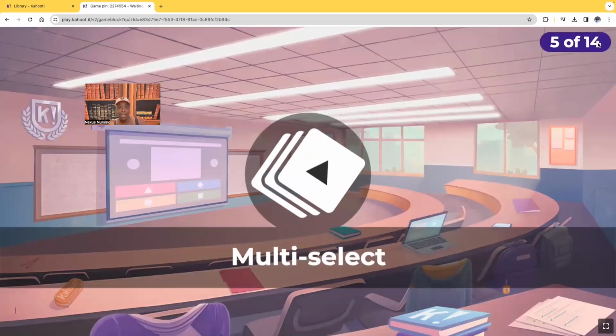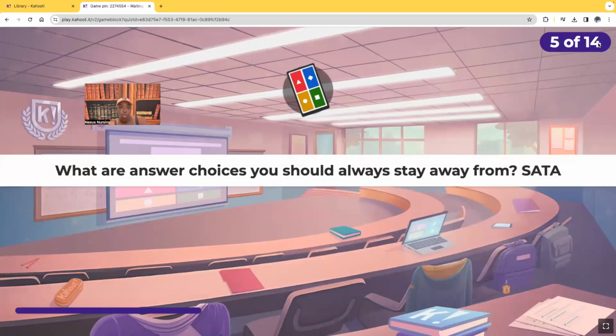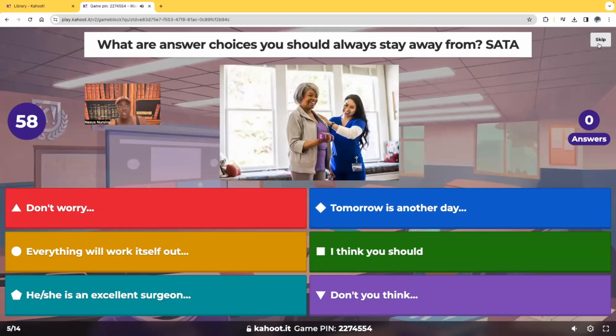Next question. Another select all that apply. What are answer choices you should always stay away from, no matter what? Do not choose this as your answer. Here are your choices. Phrases such as, don't worry, tomorrow is another day, everything will work itself out, I think you should, he or she is an excellent surgeon, don't you think? Which are answer choices that you should never in your life of test taking ever choose as a correct answer, as something to say to a patient?